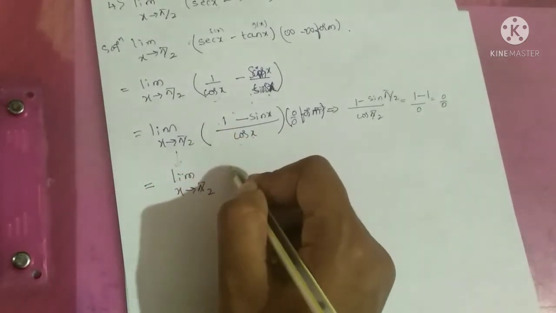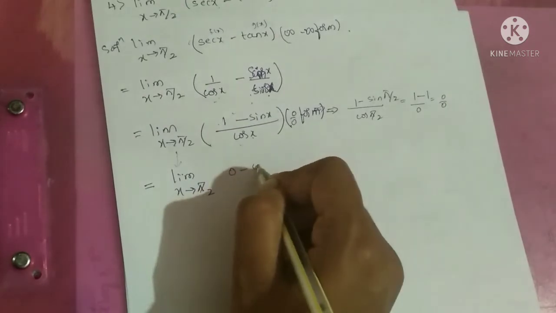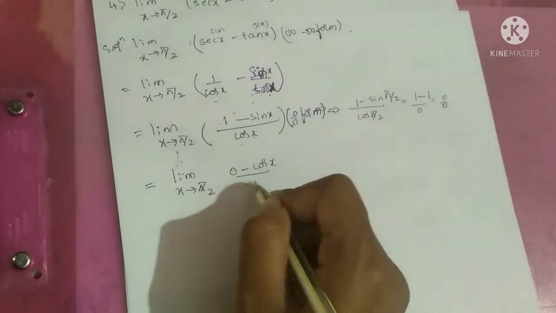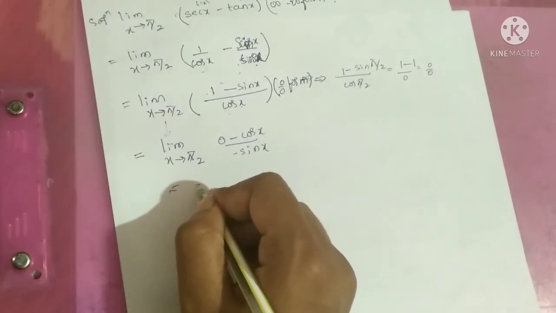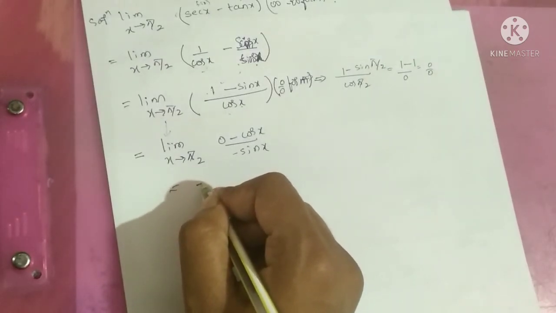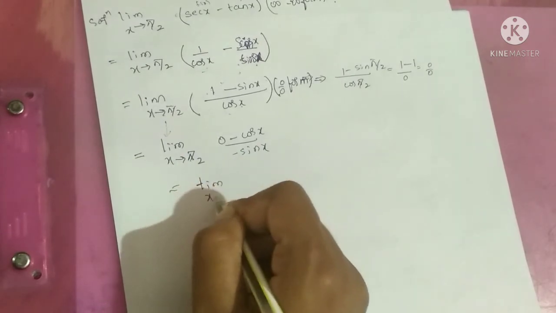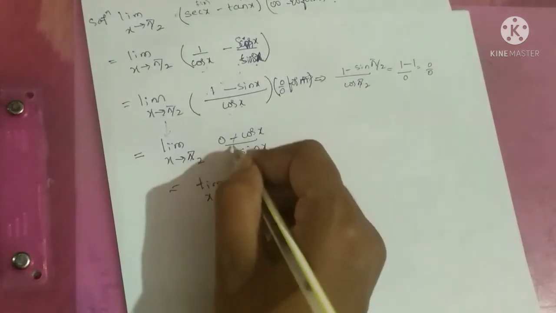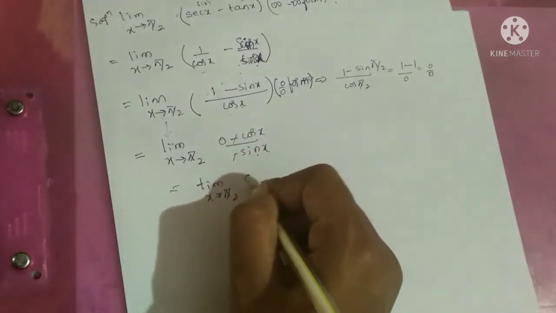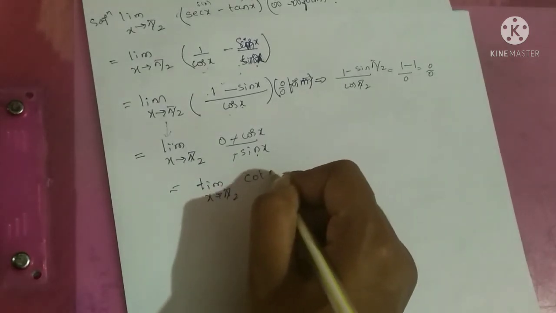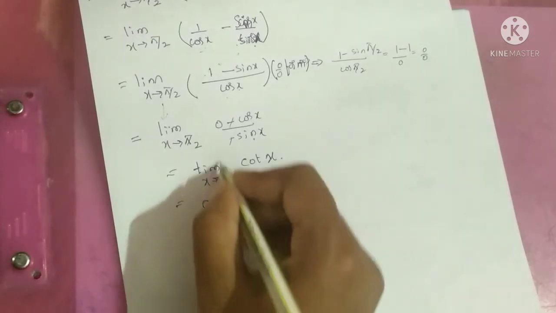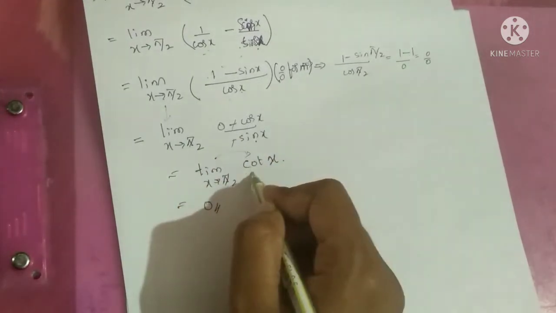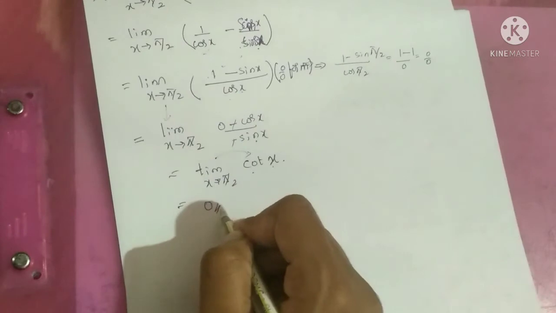So differentiation of 1 is 0, sin x differentiation is cos x, and cos x differentiation is minus sin x. Apply the limit: minus cos x by minus sin x, limit x tends to pi by 2. This minus can cancel. Cos x by sin x is cot x. So when you apply the limit to this cot x, you will get cot pi by 2. Cot pi by 2 value is 0.